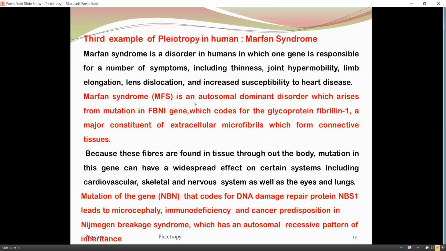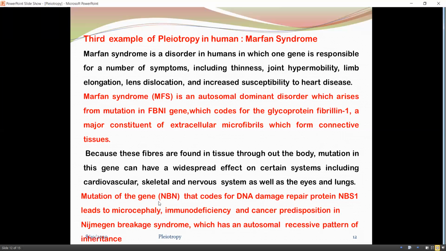Marfan syndrome (MFS) is an autosomal dominant disorder which arises from mutation in the FBN1 gene, which codes for glycoprotein fibrillin 1, a major constituent of extracellular microfibrils which form connective tissue. Because these fibers are found in tissue throughout the body, mutation in this gene can have a widespread effect on certain systems including cardiovascular, skeletal and nervous system as well as the eyes and lungs.